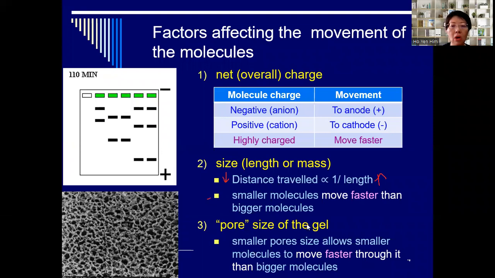Thirdly, the pore size of the gel. Smaller pore size will allow smaller molecules to move faster through it than the bigger molecules. So these are the three factors which govern the movement of the molecules. Number one, net overall charge. Number two, the size of the molecule that you want to separate. Number three, the pore size of the gel.